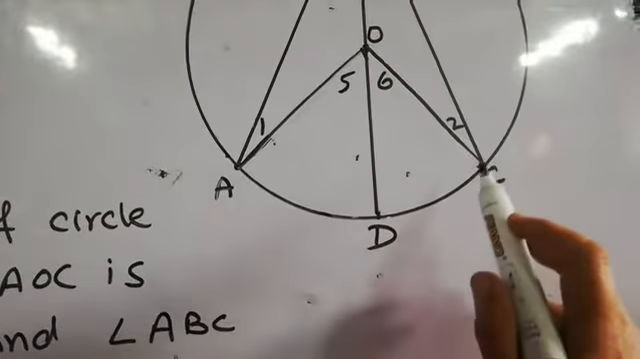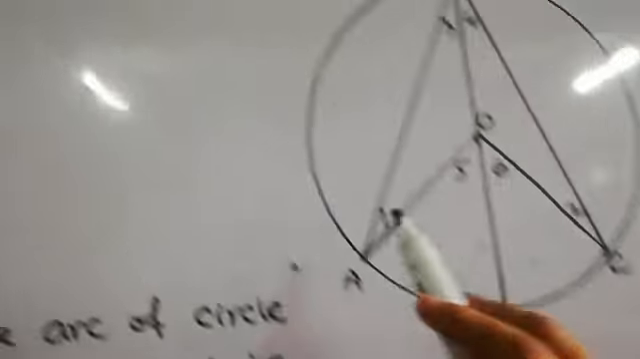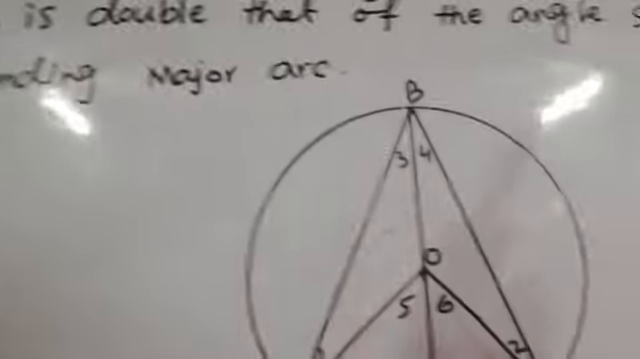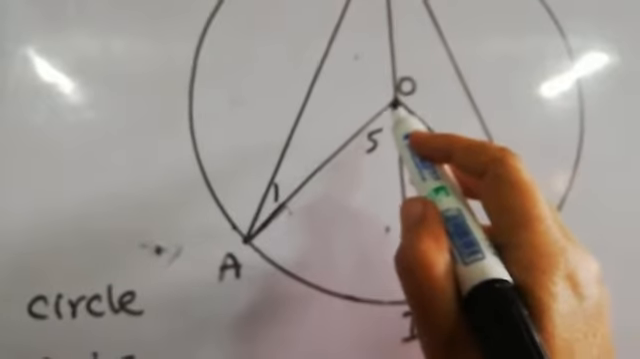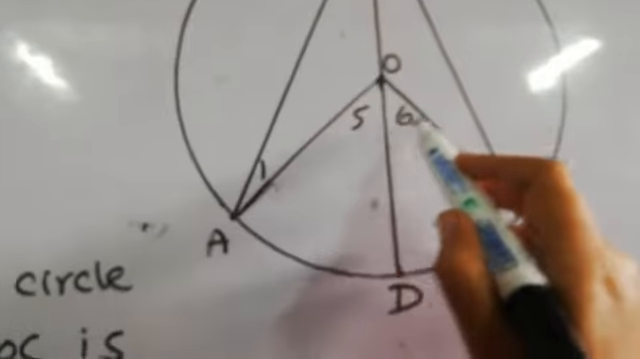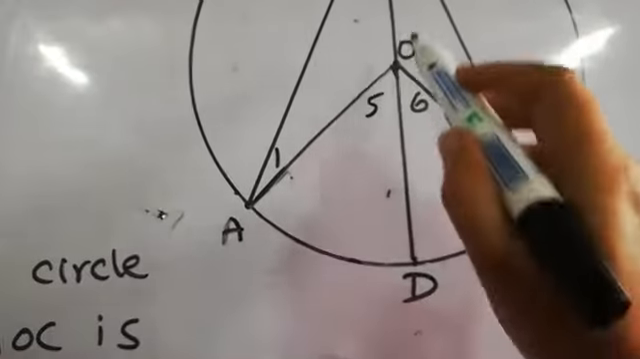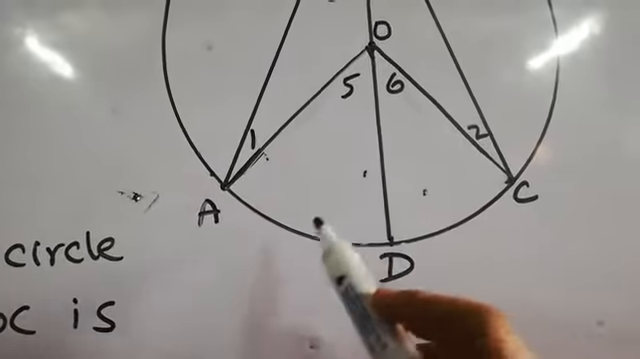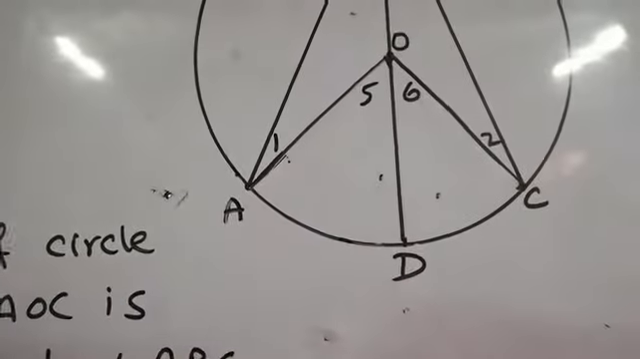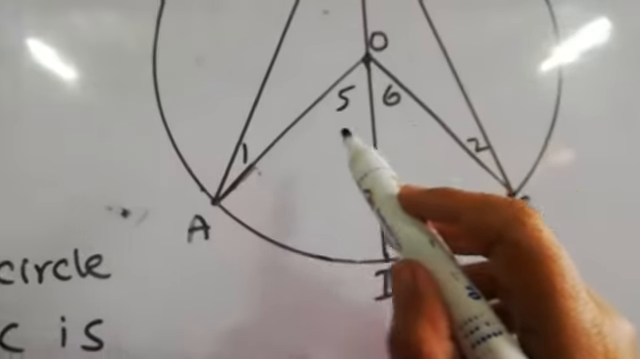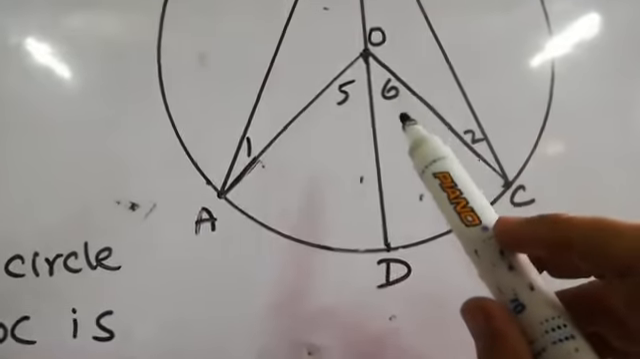This AC is a minor arc of a circle, and here we will draw the two angles. The measure of the central angle of a minor arc. This is the minor arc, and the angle which is subtended at the center is known as the central angle. This angle O is known as the central angle. This angle AOC, where AC is a minor arc, is the central angle. And we will prove that this central angle is double the angle corresponding to the major arc.